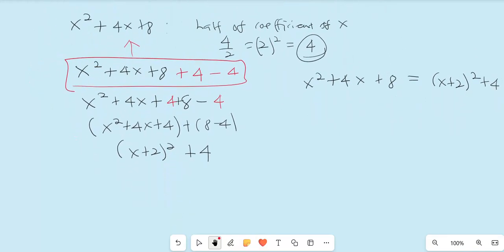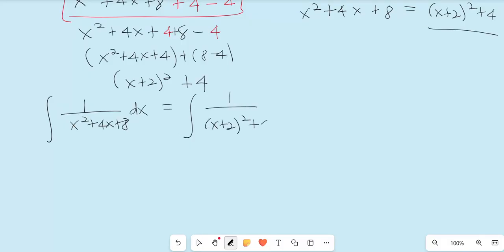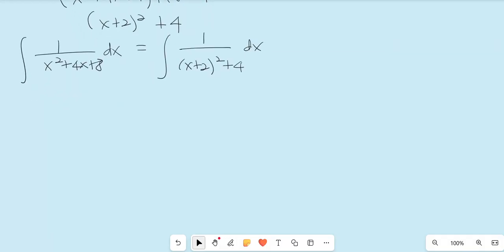Now let's tackle the integral. So we have the integral of 1 over x squared plus 4x plus 8 dx. This can be written as the integral of 1 over what we now have, x plus 2 squared plus 4 dx. And this one looks like a trig sub, but first let's use the u-sub before we use a trig sub.